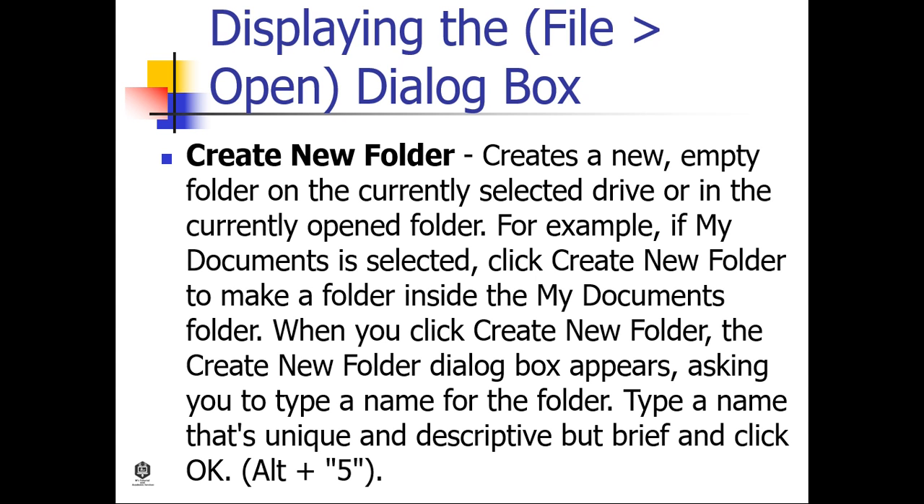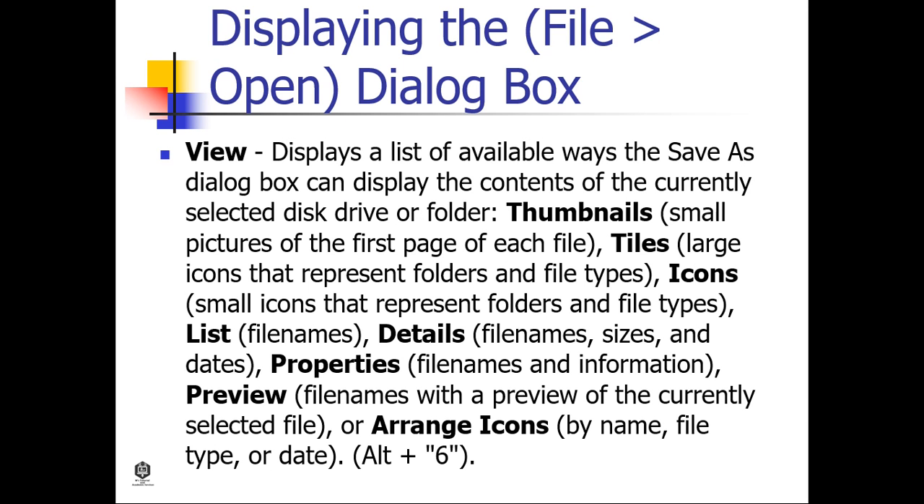Create New Folder creates a new empty folder on the currently selected drive or in the currently open folder. For example, if My Documents is selected, click Create New Folder to make a folder inside the My Documents folder. When you click Create New Folder, the Create New Folder dialog box appears, asking you to type a name for the folder. Type a name that's unique and descriptive but brief and click OK, then Alt-5.